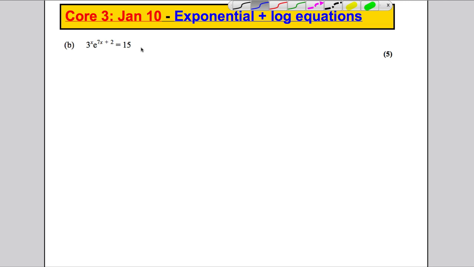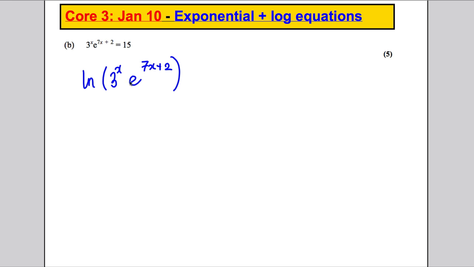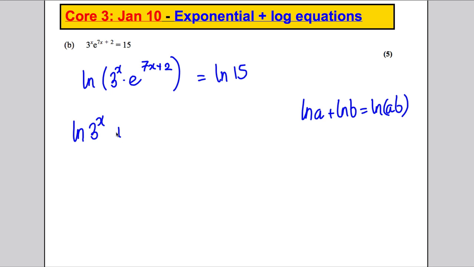What we could do is just take ln of both sides and see what happens. So ln of 3 to the x times e to the 7x plus 2 is ln 15. Now you should know that ln a plus ln b is ln a times b. We've got an a times b here, so we can split these by the laws of logs into ln 3 to the x plus ln e to the 7x plus 2 is equal to ln 15.